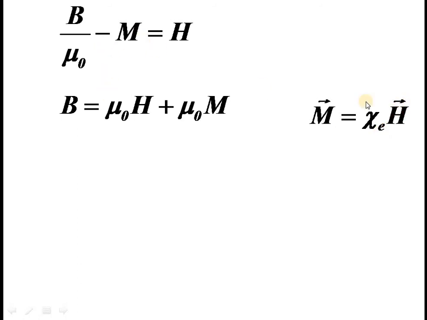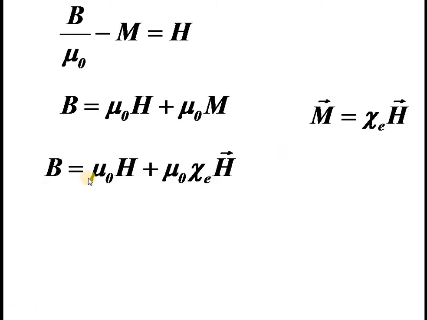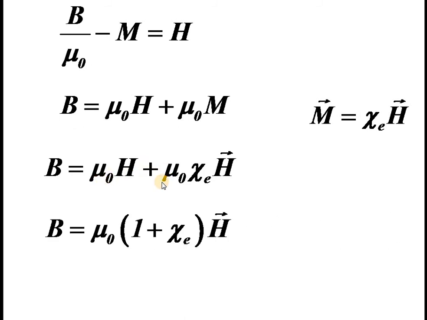Now you have the H here, and in this equation you can rearrange. You get B is equal to mu 0 H plus mu 0 M, and of course M you can replace. M is equal to chi M into H. So we have B is equal to mu 0 H plus mu 0 chi M H. There is an H on both sides and a mu 0 in both terms, so taking them outside, you can write B is equal to mu 0 into 1 plus chi M into H.